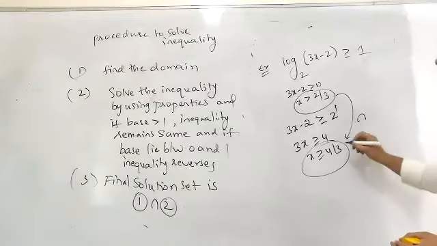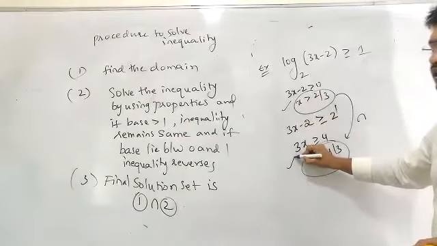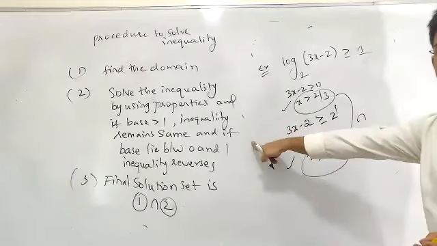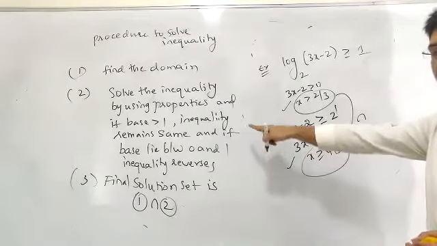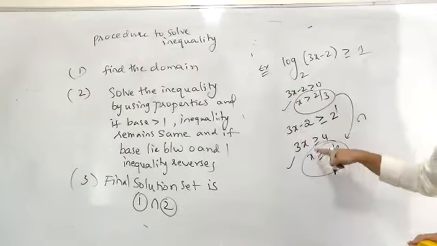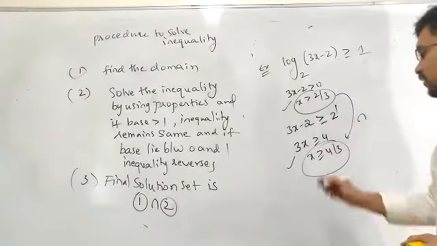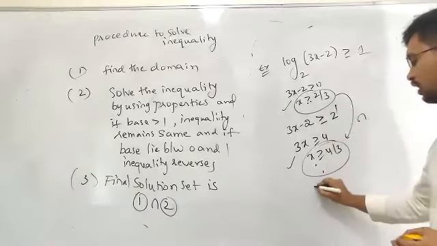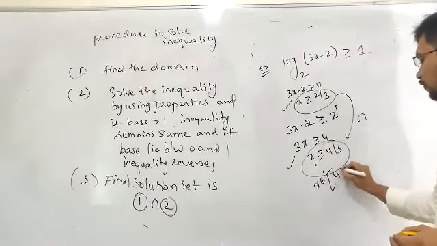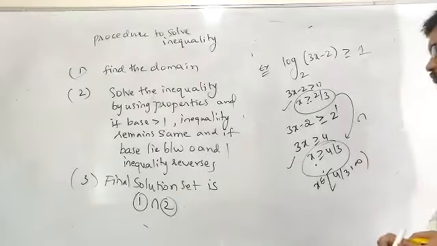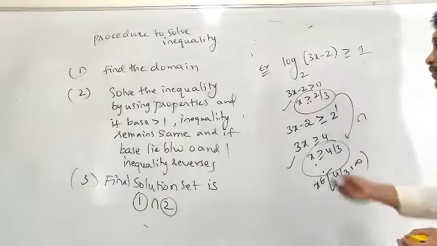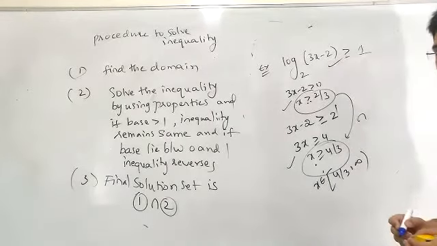That means both conditions must exist, and whatever values we get from the solution must comply with the domain of this function. Those values must be present in the domain of this function. So the final answer is the intersection of these two. I'll write it as x belongs to 4 by 3 comma infinity, and this is done. That is how you have to do it.